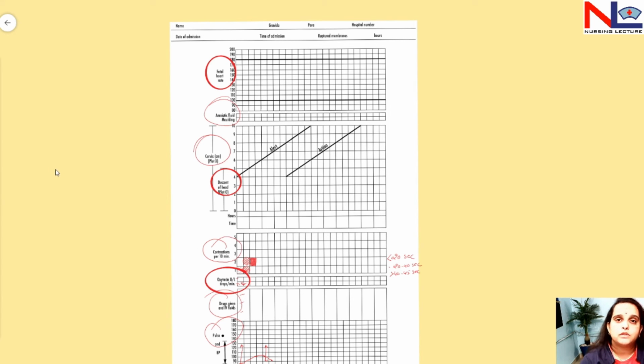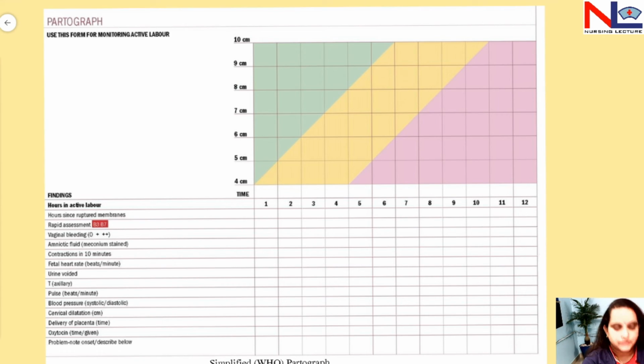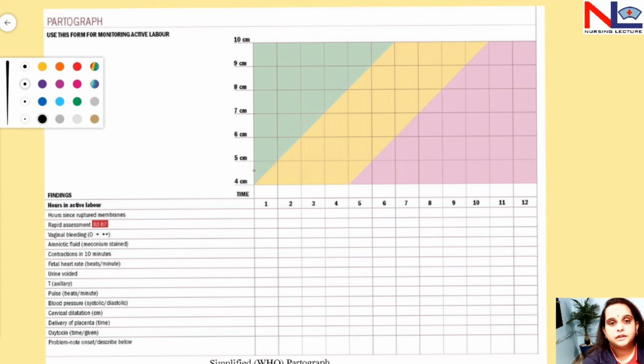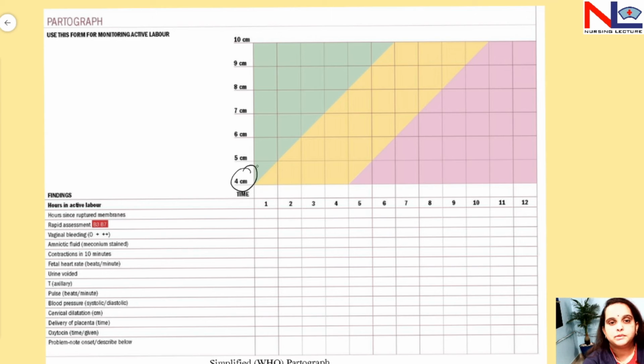Later on in 2006, W.H.O gave the third version of the partograph. So let me show you the image. In this you can see it is color coded. It also begins at 4 cm dilatation, that is the active phase, and the rate of dilatation is the same as we have seen in the modified as well as the composite partograph.